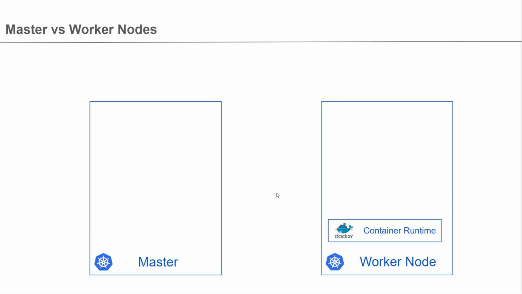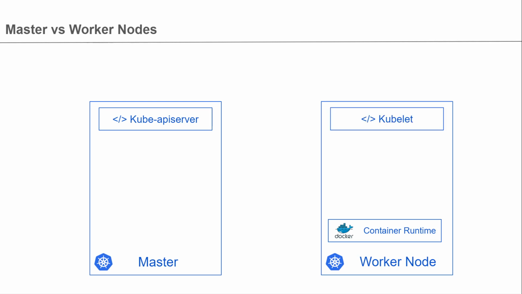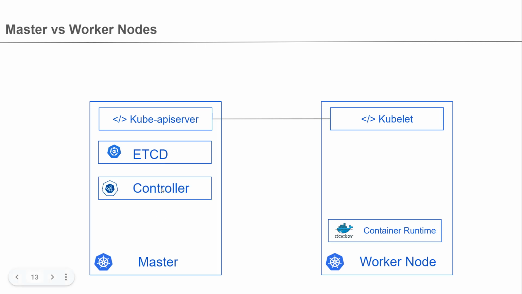Then the master server has the kube API server, and that is what makes it the master node. Similarly, the worker node has a kubelet agent that is responsible for interacting with the master to provide all the information about the worker nodes and carry out actions requested by the master on the worker nodes. All information gathered is stored in the key value store on the master. The key value store is based on etcd. The master also has the controller and the scheduler.